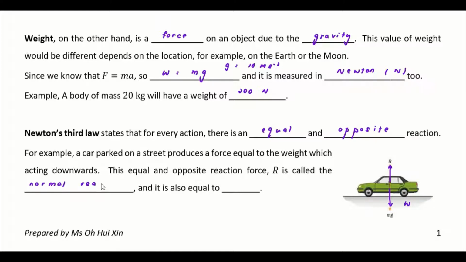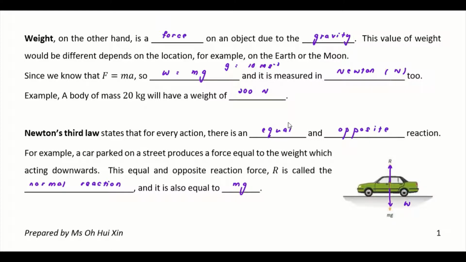Okay, and because it's opposite of the weight, it should be equal as well. So it's also equal to W equals mg. We won't be looking at that much of the normal component first. We'll be looking at it when we learn friction in the next chapter. But for you to understand, the idea is that for every action, there will be an equal and opposite reaction that occurs. This is very important as we move on to tension later.